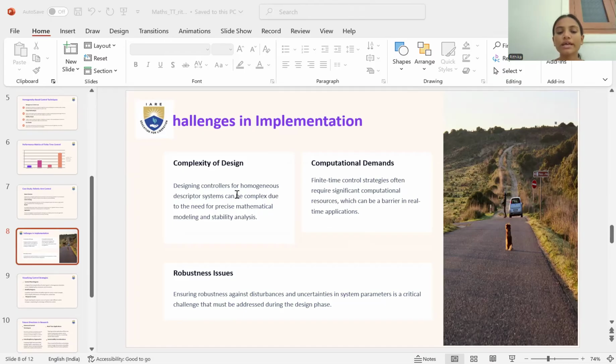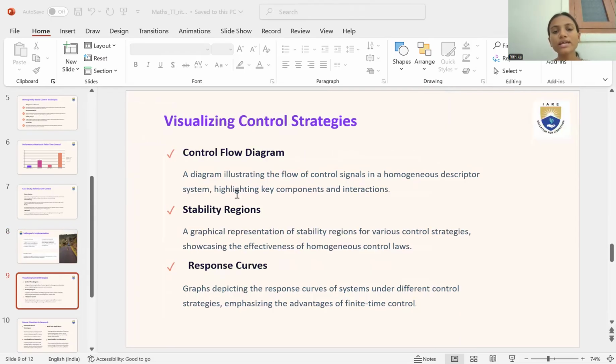Robustness issues. Ensuring robustness against disturbance and uncertainties in system parameters is a critical challenge that must be addressed during the design phase. Visualizing control strategies. Control flow diagram.